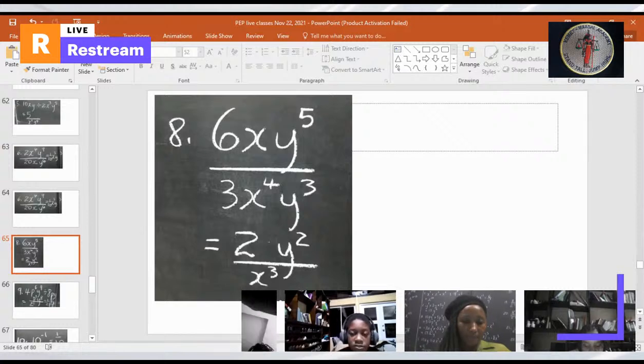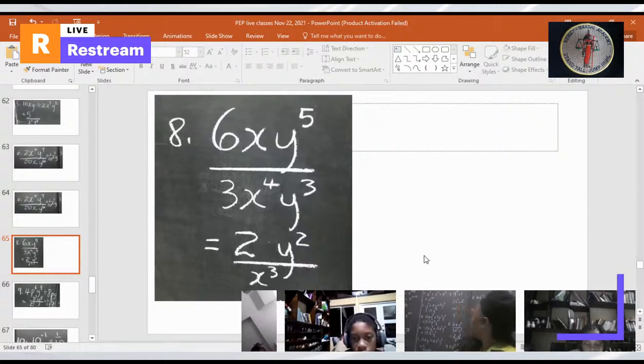6x to 6xy to the 5th power, divided by 3x to the 3rd power, y to the 3rd power equals y to the 3rd power and x to the 3rd power. If you divide the 6 by 3, let's consider divide the 6 by 3, and that would give you a 2.